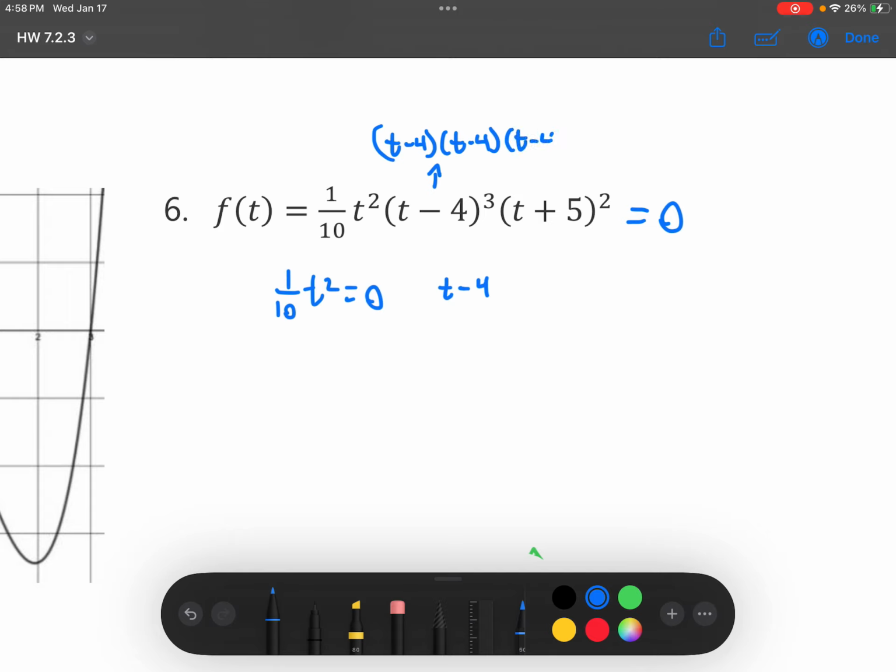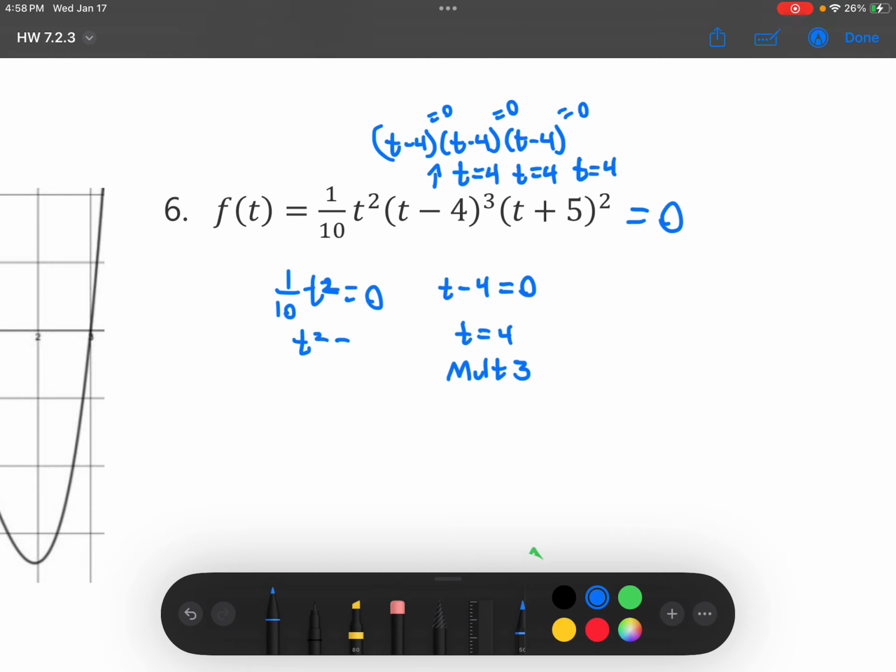Now, if I set each one of these equal to 0, I will get the exact same answer for each one of those. I would have t is equal to 4. So this is what we call a multiplicity of 3, because you're going to have the answer t is equal to 4 three times. Okay? And now, on this one right here, we can multiply both sides times 1/10.